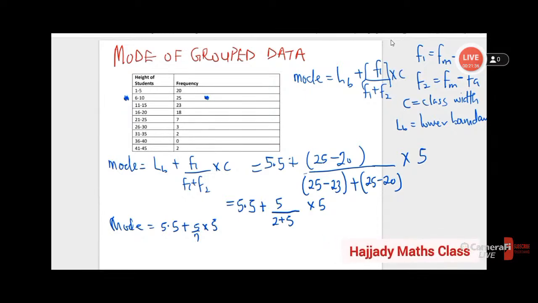So with this, I'm going to have 5.5 plus, 5 times 5 is going to be 25. 25 over 7 is going to give me 3.57. We can add that together. So the mode is going to be 9.07, and approximately my mode is going to be 9.